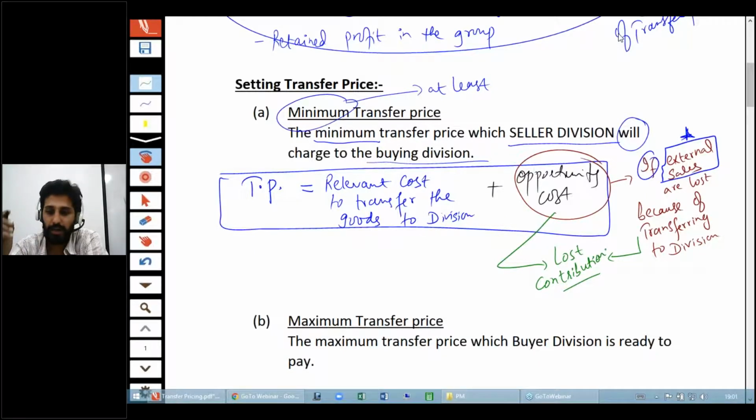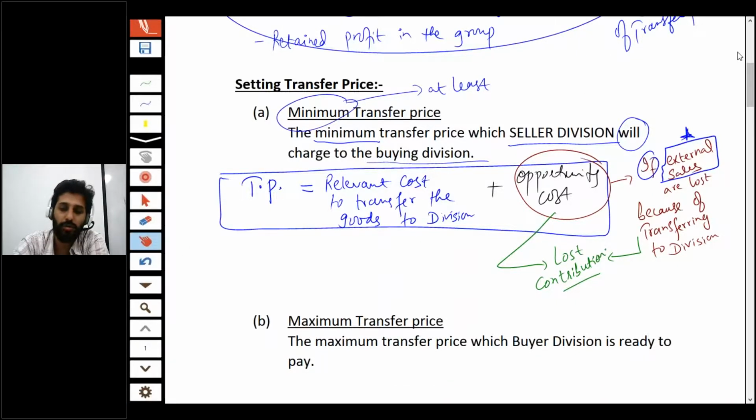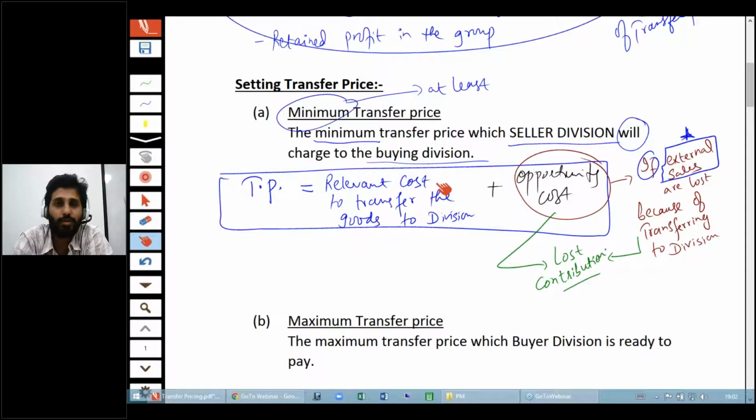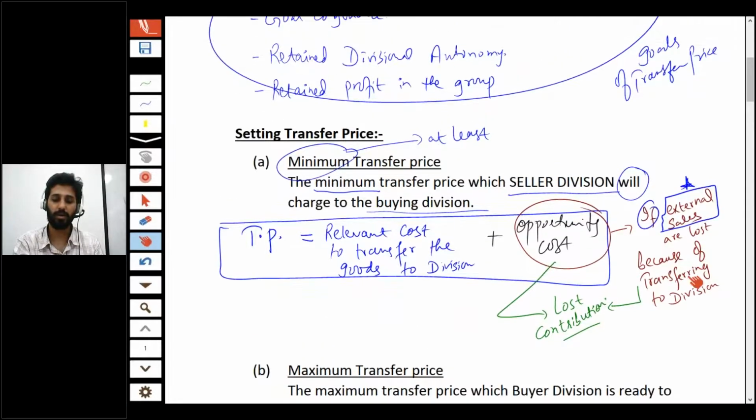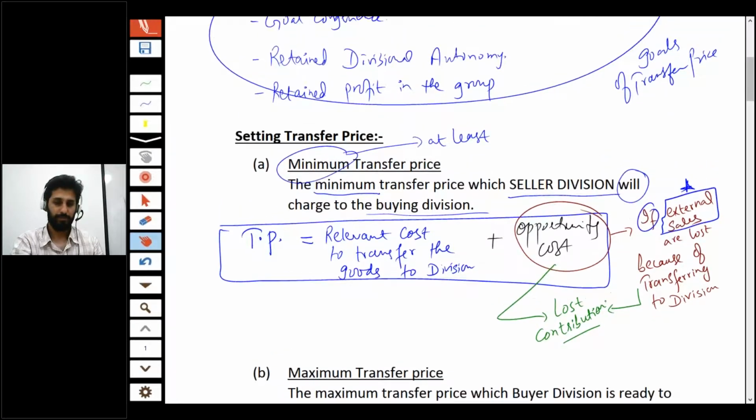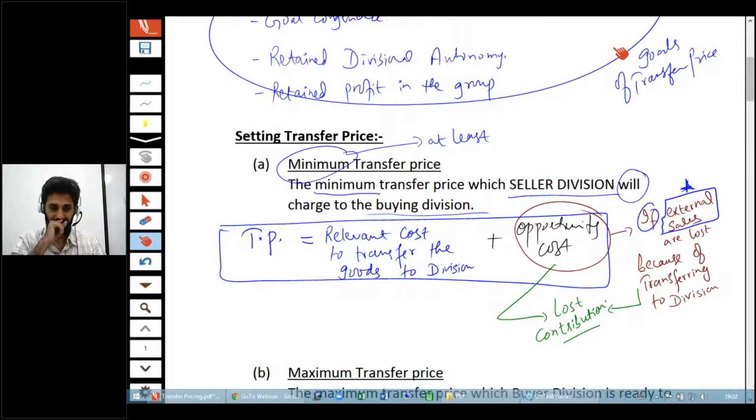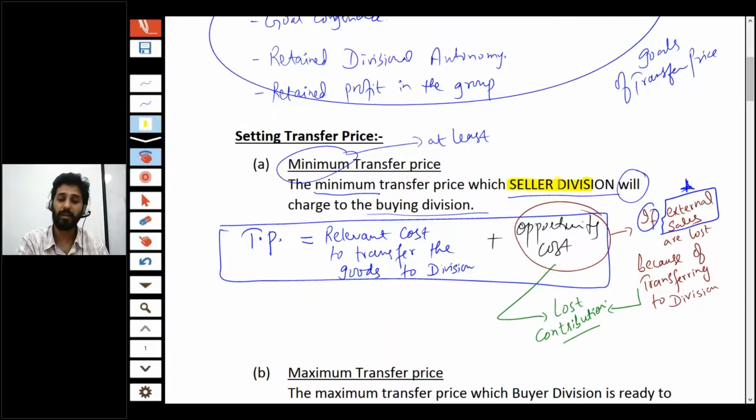All right, students, now I am resuming. That is the necessary cost to transfer. Obviously, you will be charging me this as the at least amount. Plus, in addition, if you are losing the contribution from external sales in order to sell it to division 2, then it will be added. The opportunity cost is the lost contribution. So if external sales are lost because of transferring to the division, this is actually the minimum transfer price which the seller division will charge.